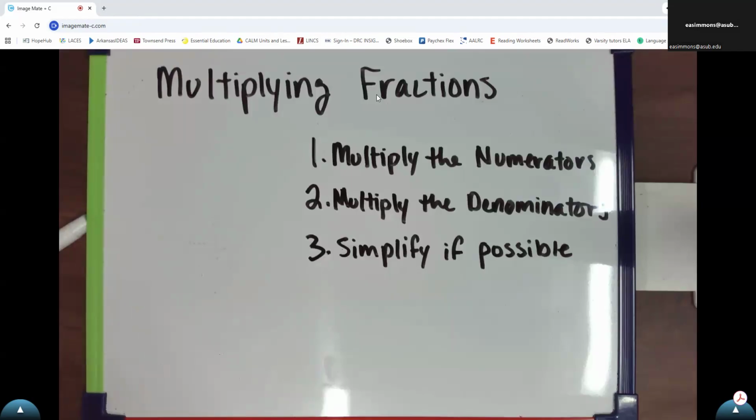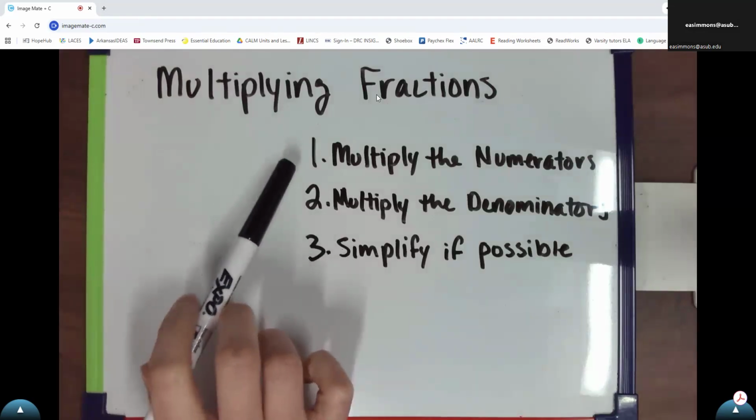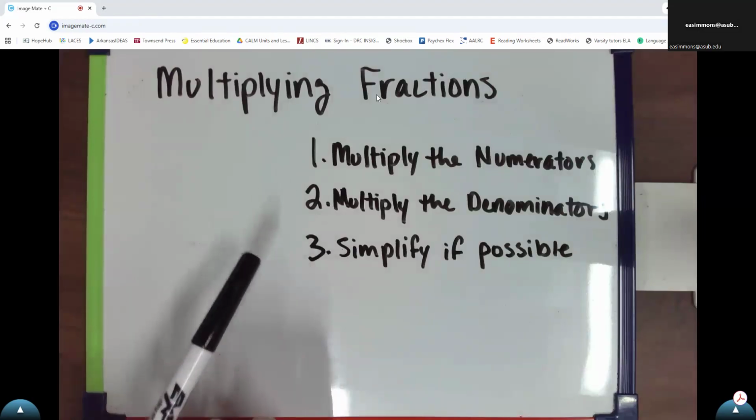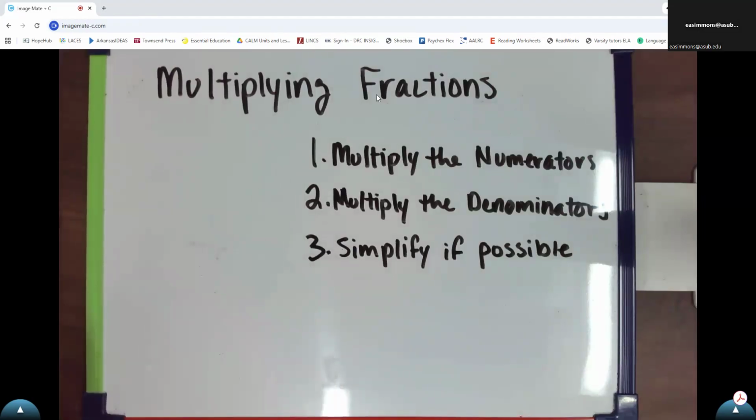Today we're going to go over multiplying and dividing fractions. There are 3 steps for multiplying fractions. First, we'll multiply the numerators. Second, we'll multiply the denominators. And then we'll simplify the fraction if possible. That step's optional because we might not always have to simplify.